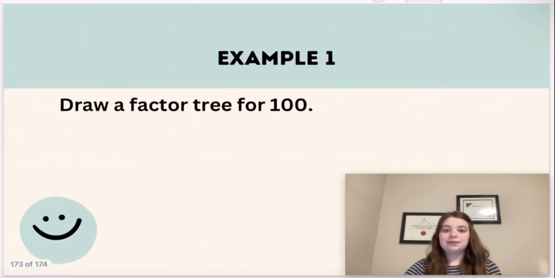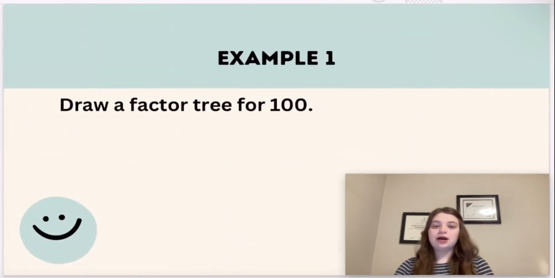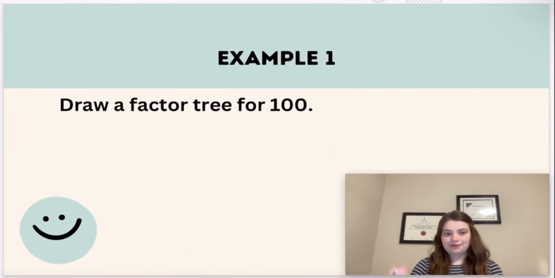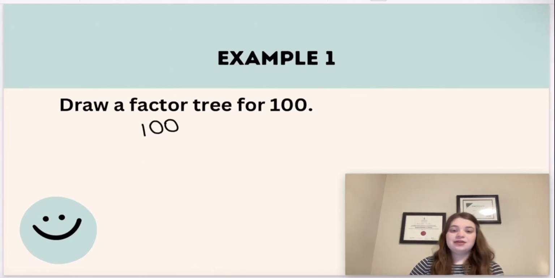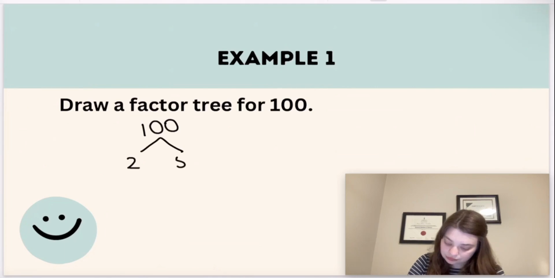So here's an example of drawing a factor tree for 100. I'm going to show you how to draw a factor tree. The first step is to write the number 100. Then I'm going to think of two numbers, any two numbers that would multiply to make 100. It doesn't matter which ones. The first ones that come to my mind personally are 2 and 50. So I'm going to write 2 and 50 beneath 100.